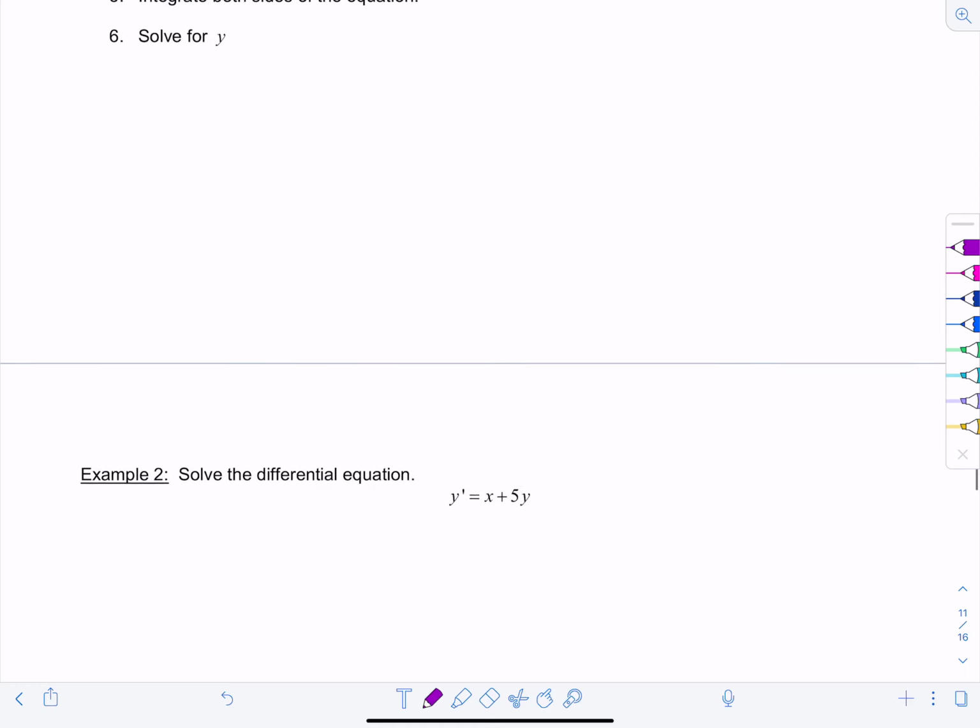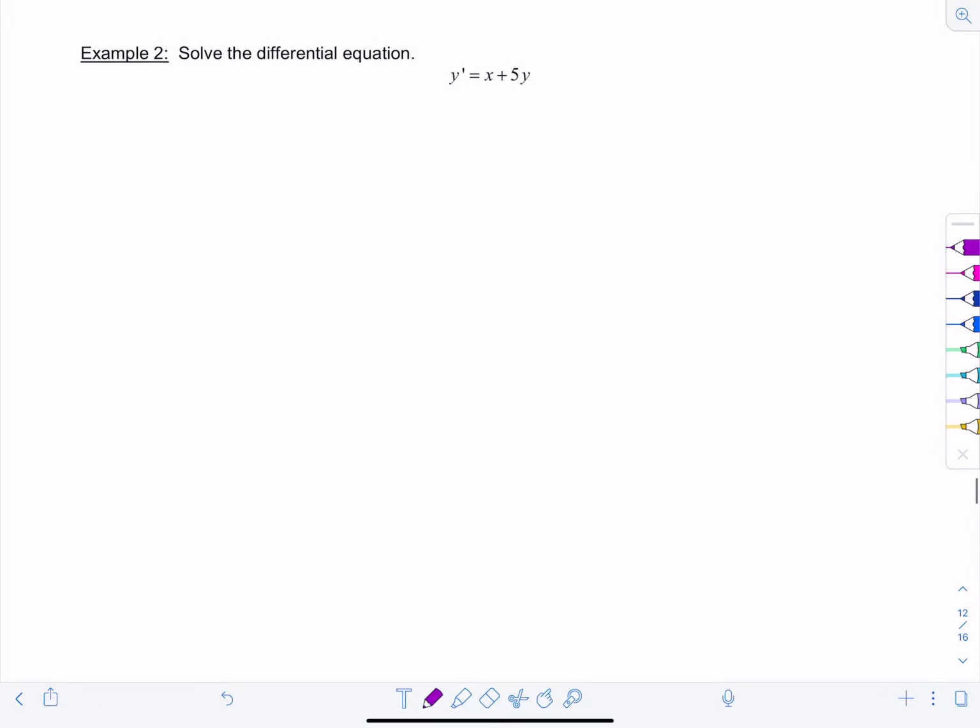So here we go. I got a few ready for us to solve. Solve the differential equation here. It's y prime equals x plus 5y. So first thing, I want to put it in the standard form and make sure that it's linear too. So I'm going to replace y prime with dy/dx, and then I have minus 5y equals x. So yeah, that works. My p of x is negative 5.